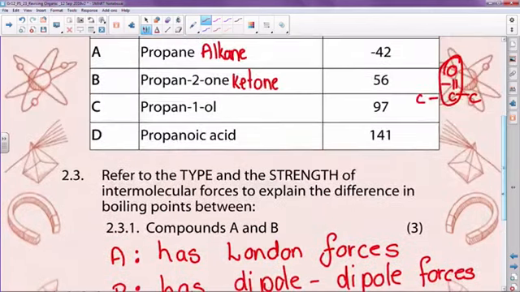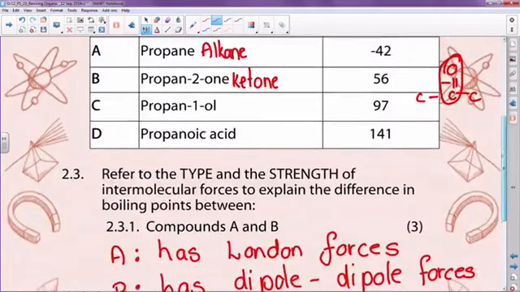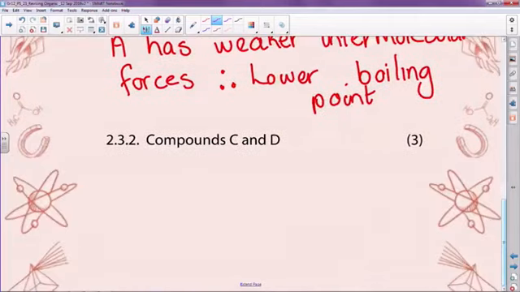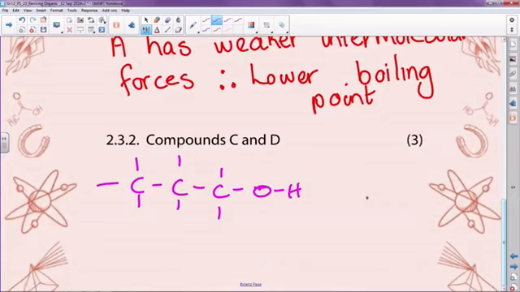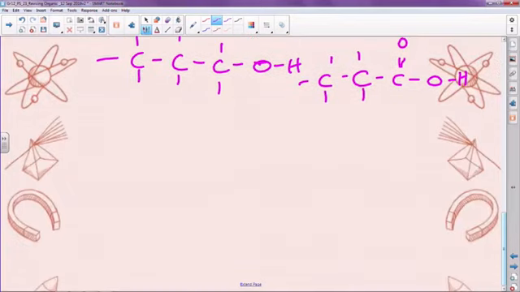Then we go to the next one, which was between propan-1-ol and propanoic acid. This is quite an important one, because propan-1-ol means this. So we have the OH, and I just want you to see it. Propanoic acid is this. Let's just put another C there, H, double bond O. Now, both of these compounds have hydrogen bonds.